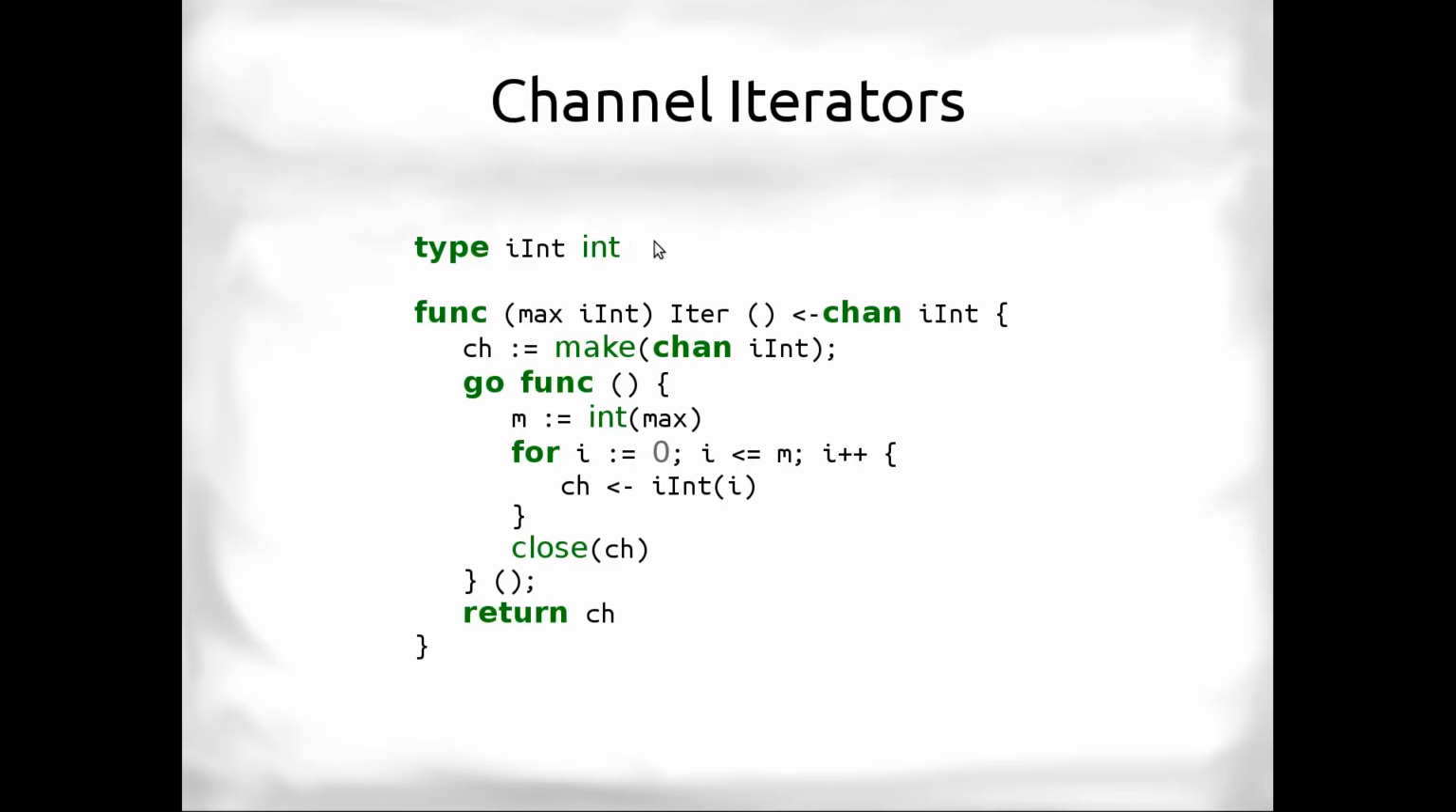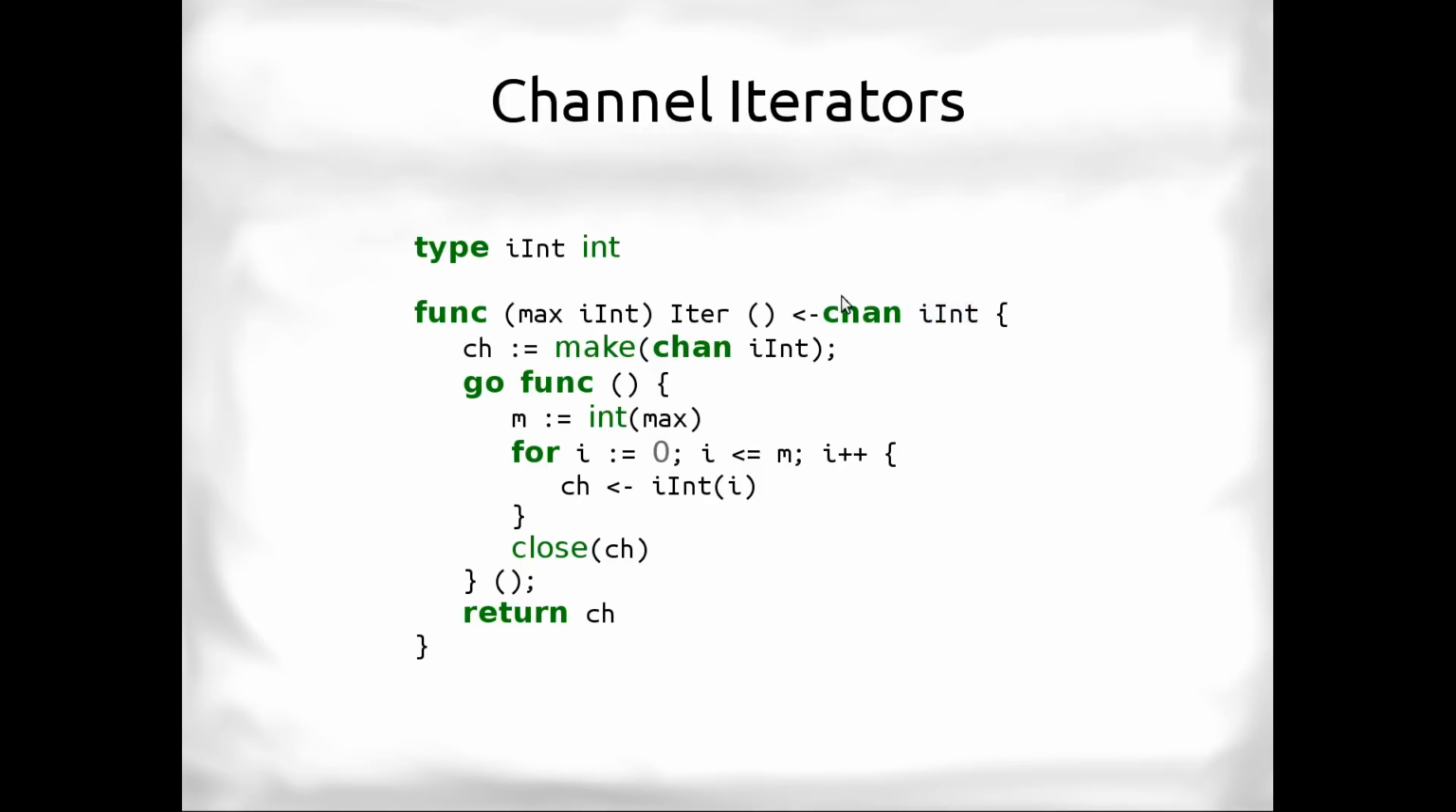So I was going to cover iterators, but one of the neat iterators in Go is the channel iterators. We use channels and goroutines to basically use a coroutine to iterate over something. Because I can't add methods to built-ins like int, I have to make my own type called iint. So here we've got a function. It operates on an iint, which we'll call max, and it has an iter method, and the iter method returns a channel of iint.